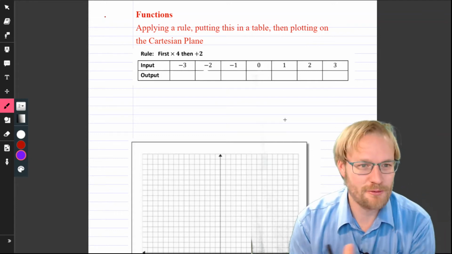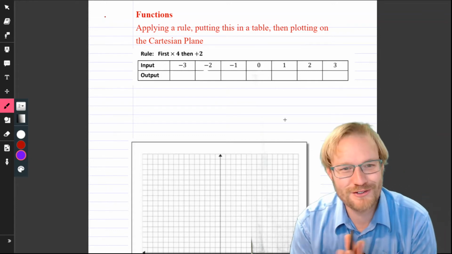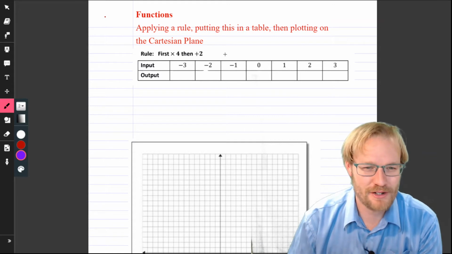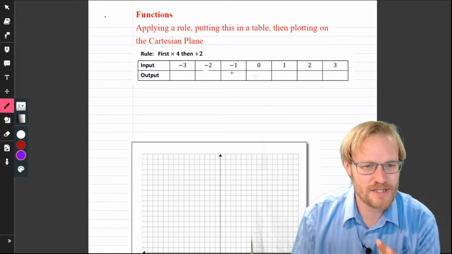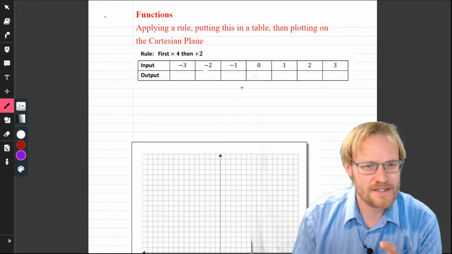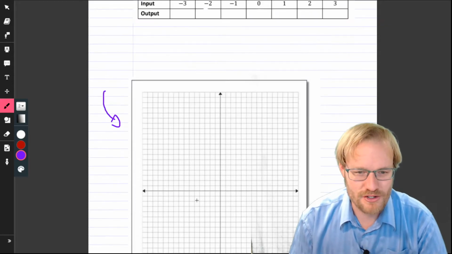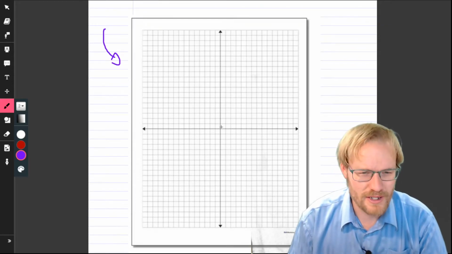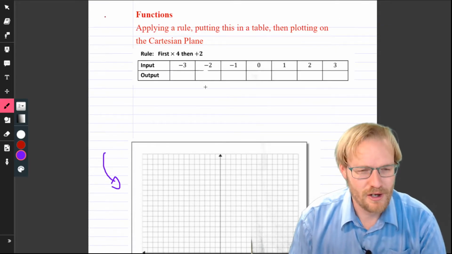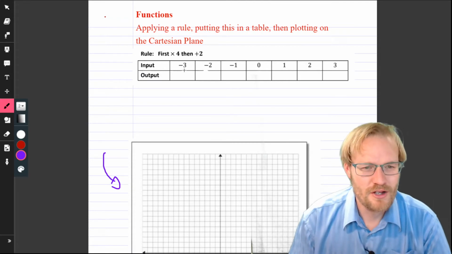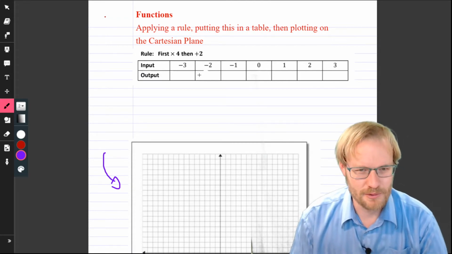Hello grade 8s, and we're applying our rule to our functions, putting this in a table, then plotting on the Cartesian plane. So this is the same as what we were doing yesterday, except the one update is that we're going to transfer it and put this into a Cartesian plane as well, so we can see it, and maybe we'll see something interesting about it.